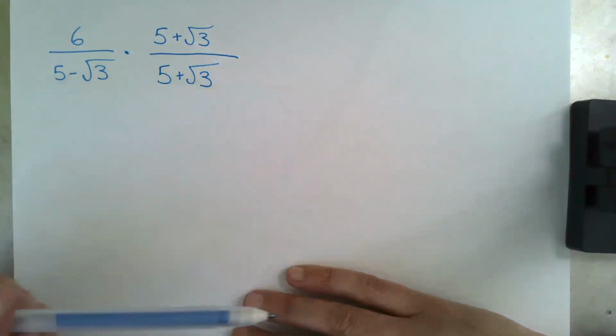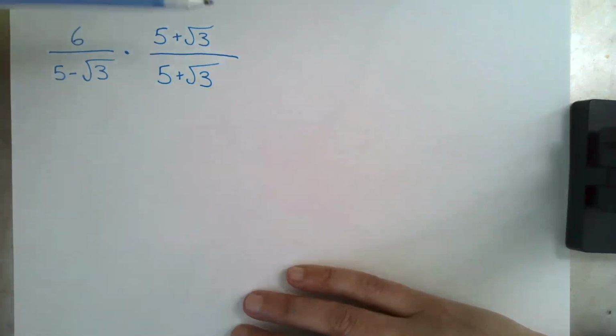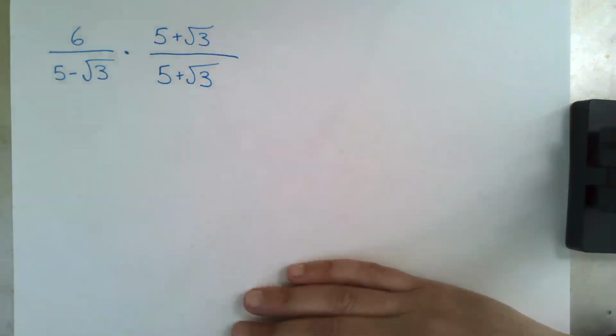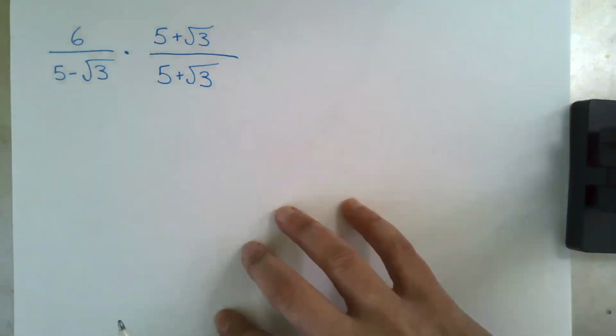And as you know, we can do the same thing to the top and the bottom of a fraction, and the fraction will remain the same. We're just changing its form. Now, here's the magic, and here's why this process works.